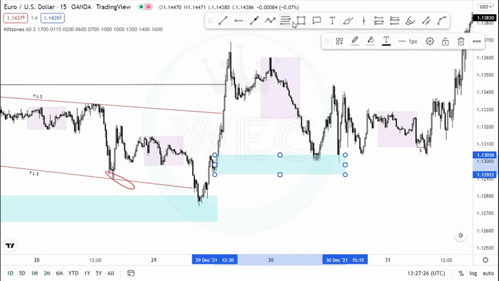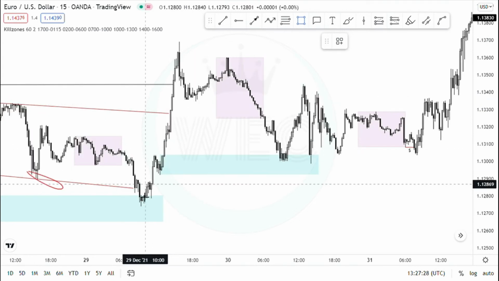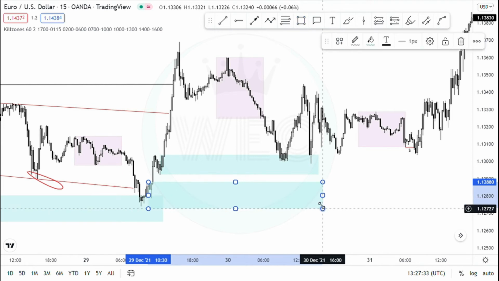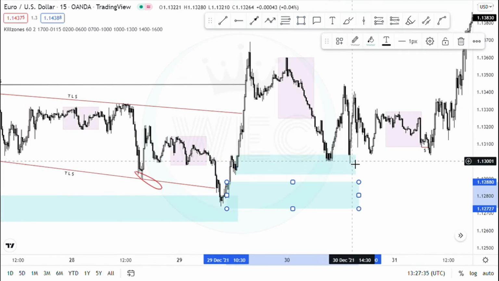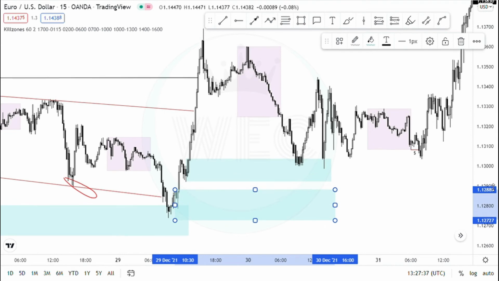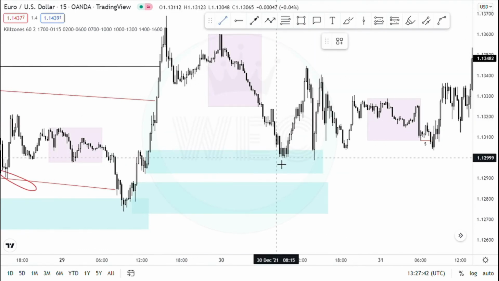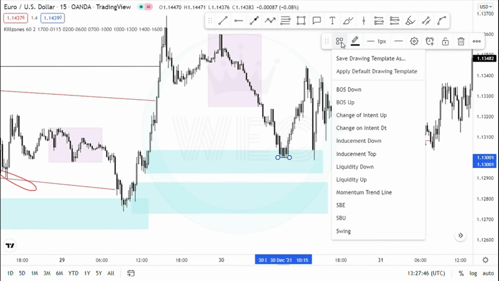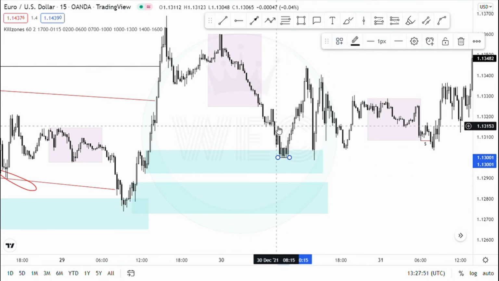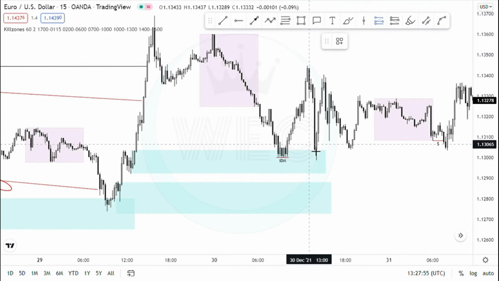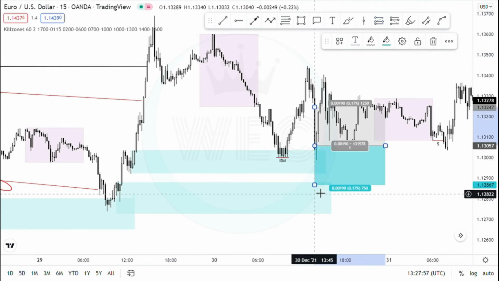So the first one, and then the second level over here, but we can see the price reacted off the first level. Okay, if you also understand liquidity, you would know that all these lows over here were relatively equal lows. So that's inducement. So if you're a smart money trader, inducement down. If you're a smart money trader and you didn't understand what was happening, you might have had your entry here and your stop loss below this low.